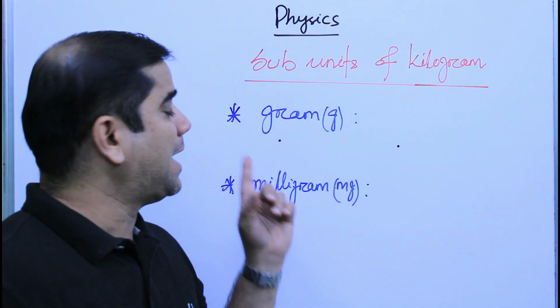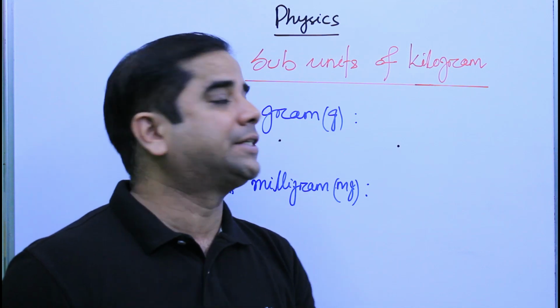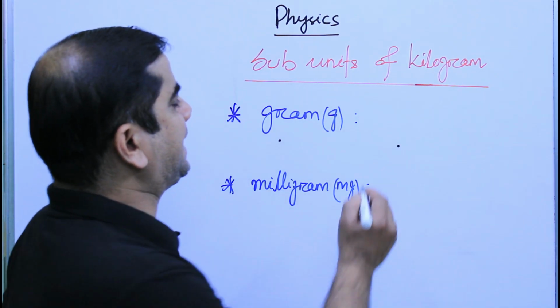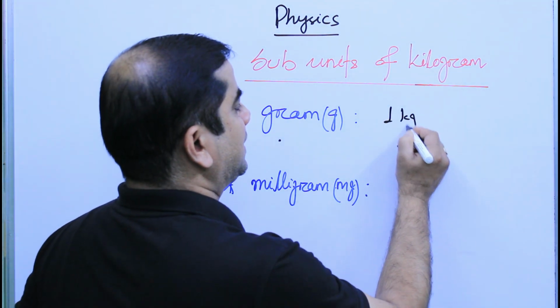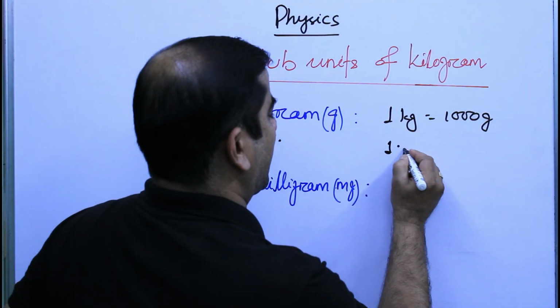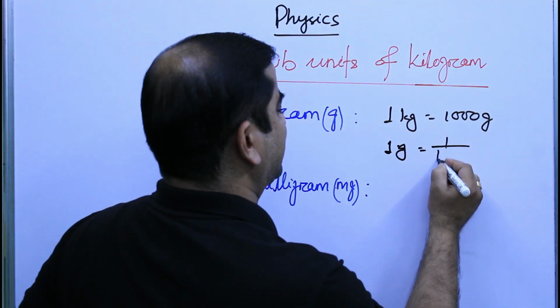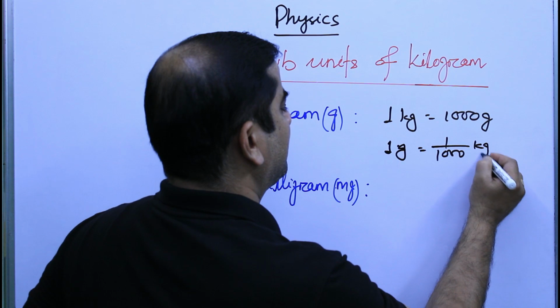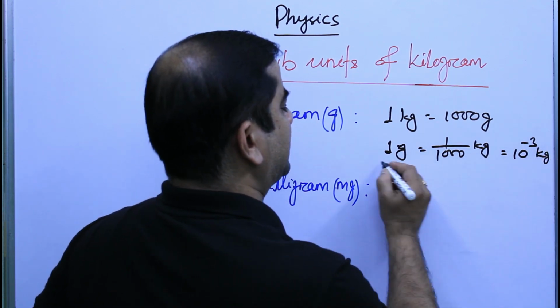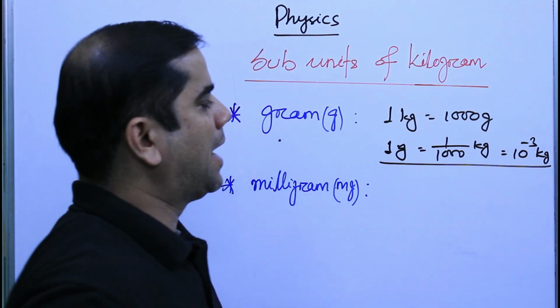Students, gram and milligram are two subunits of kilogram which we generally use. So 1 kilogram is equal to 1000 gram, or we can say that 1 gram is equal to 1 by 1000 kilogram, or we can write 10 to the power minus 3 kilogram. So this is the relationship between gram and kilogram.